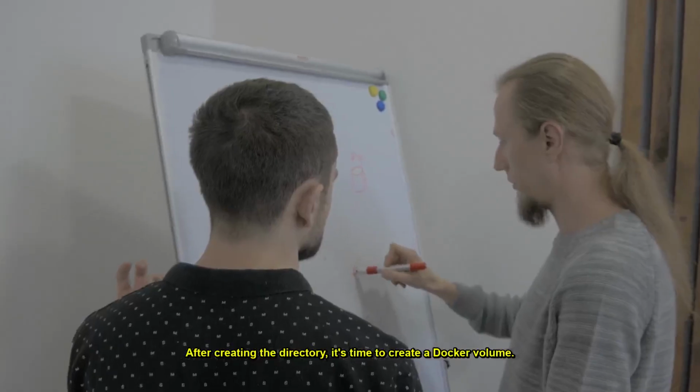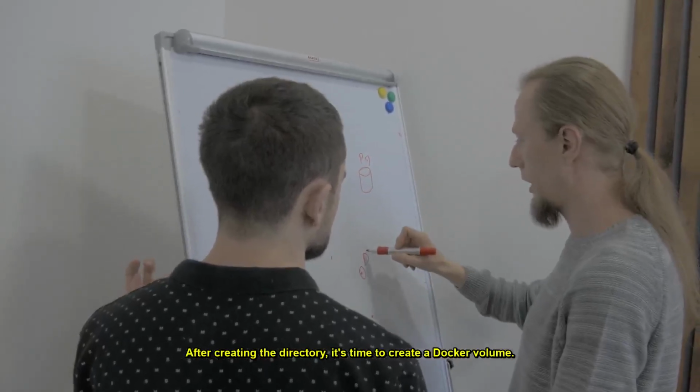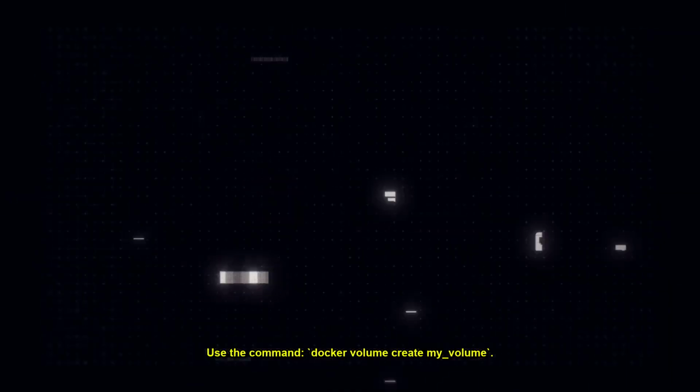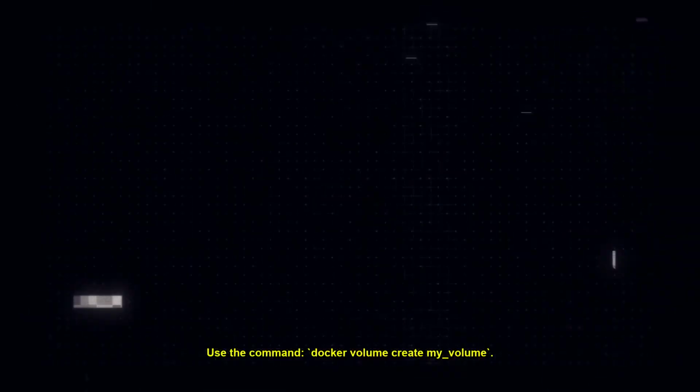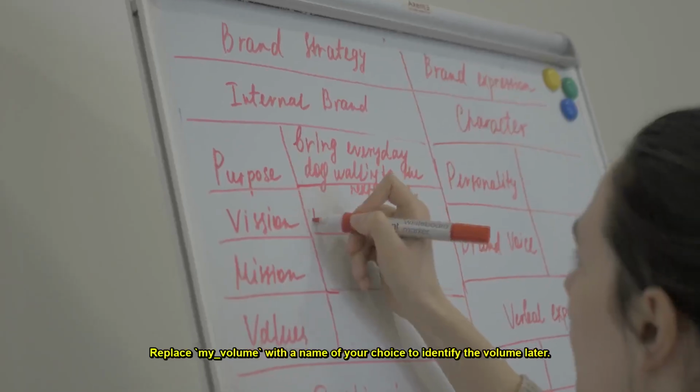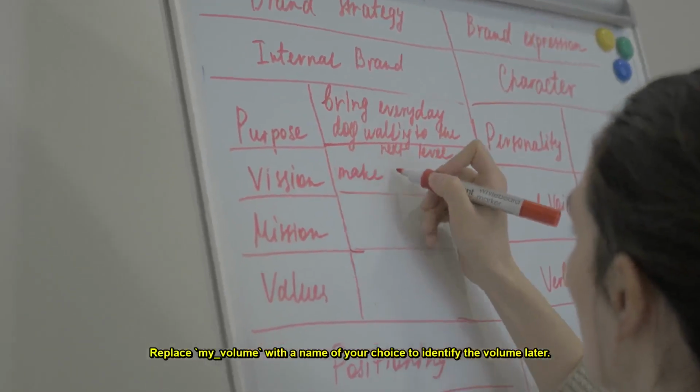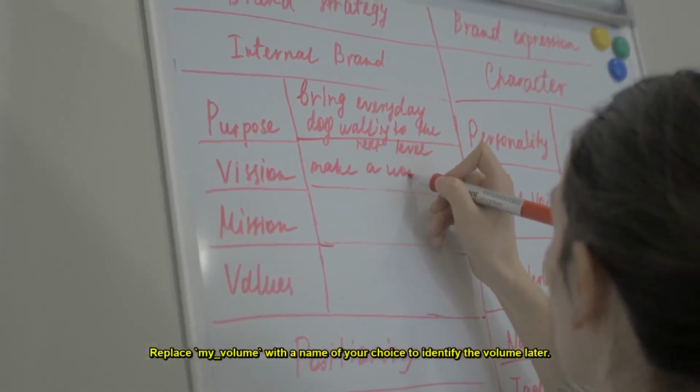After creating the directory, it's time to create a Docker volume. Use the command docker volume create my_volume. Replace my_volume with a name of your choice to identify the volume later.